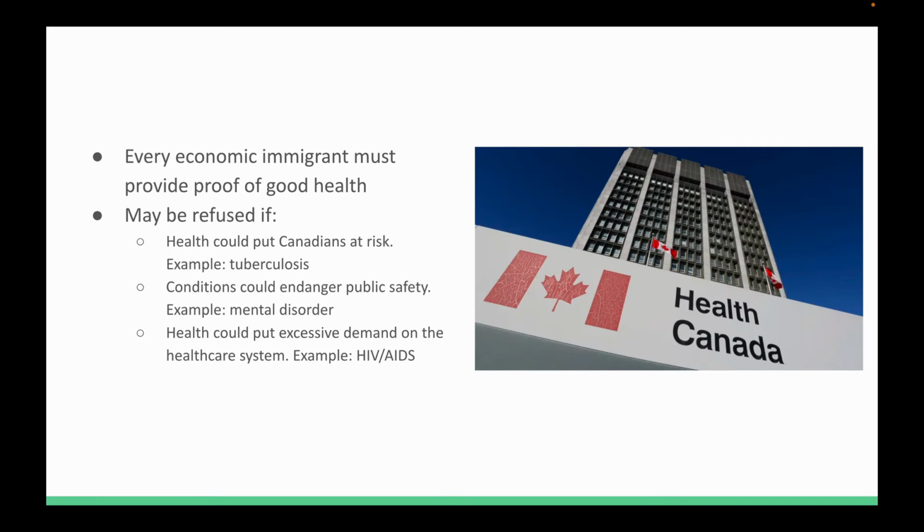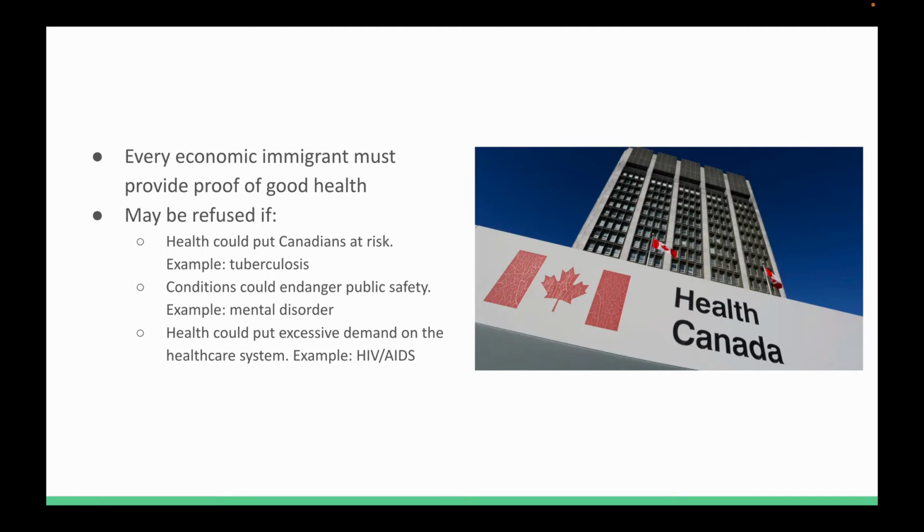So various different countries, they will have doctors that you can go to that are approved from the Canadian government, and you can go and get your medical exam. Now, you could be refused based on health conditions. You could be refused if your health could put other Canadians at risk. So let's say you have tuberculosis, for example, it's highly contagious. You might be denied entry. Maybe you could endanger public safety. Maybe there's a condition that you have that puts others at risk, or you could put an excessive demand on our healthcare system, and you might have something that would cost a lot of money to treat, and therefore you could potentially not make it into Canada as an economic immigrant.